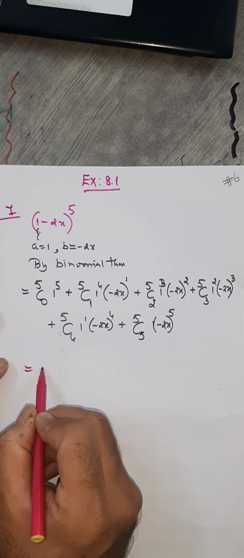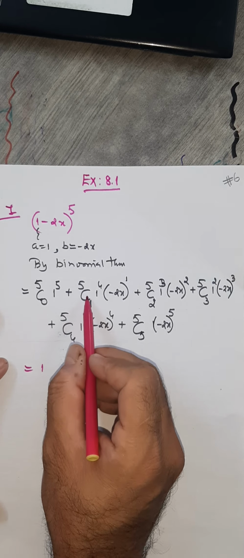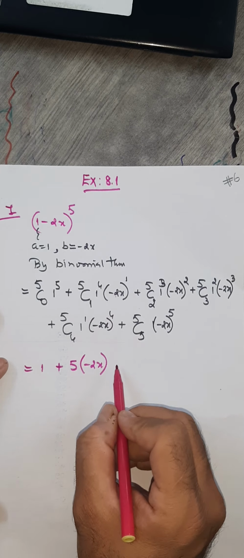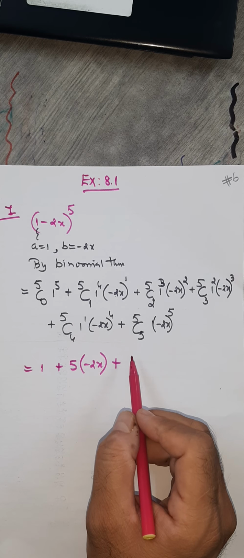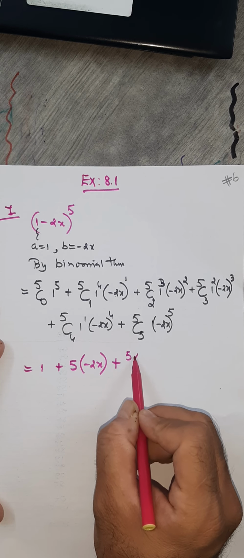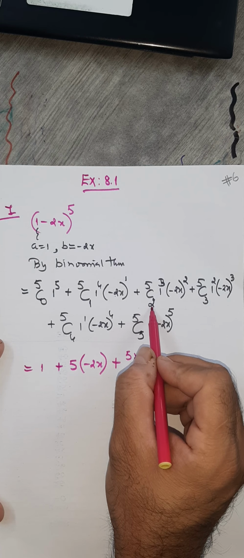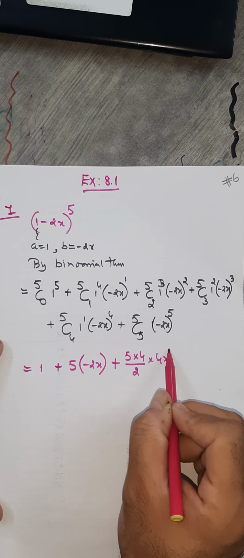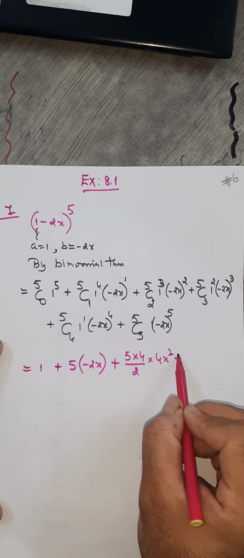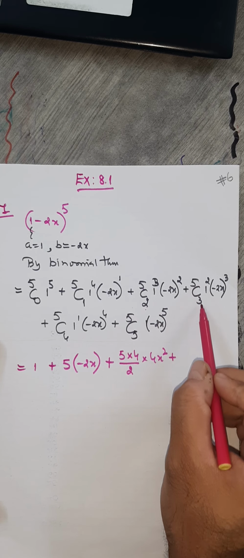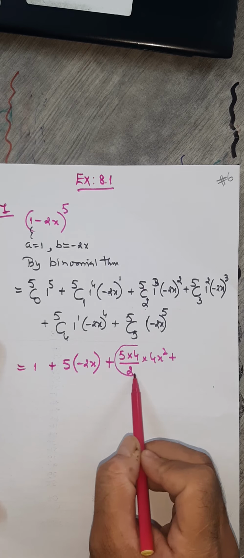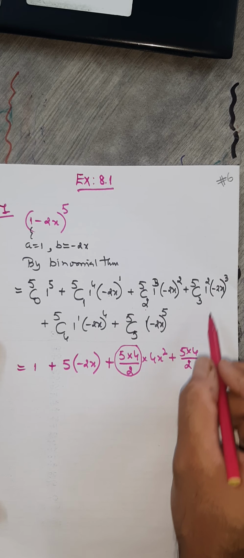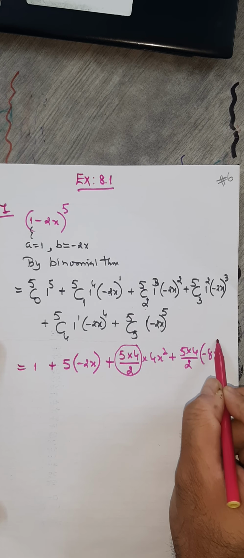What's 5C0? It is 1. Here 5C1, it is 5, into minus 2x. Let me keep it as it is right now. What is 5C2? You can write 5 into 4 upon 3 factorial, which will get cancelled by 2, into 4x squared. Plus, we know 5C2 is the same as 5C3, so the value will be the same, 5 into 4 by 2, which is 10, into minus 8x cube.